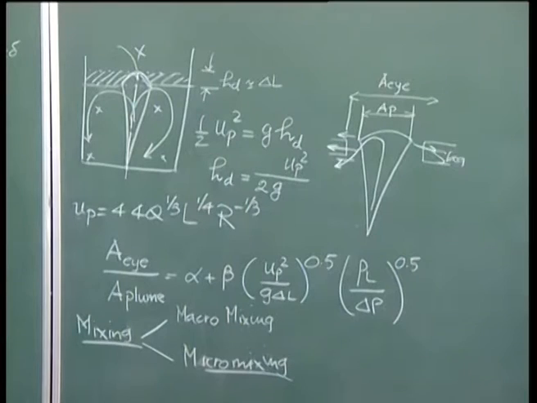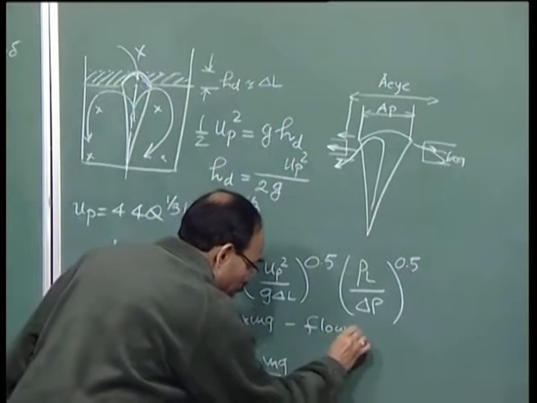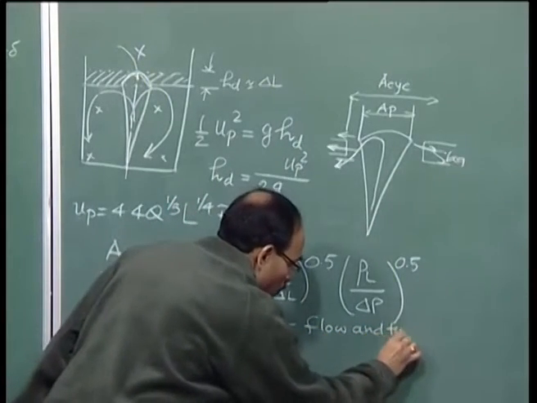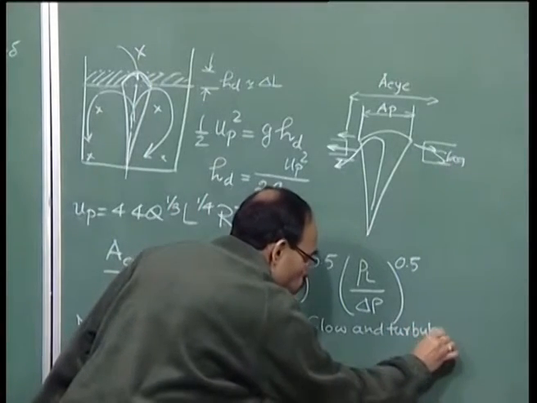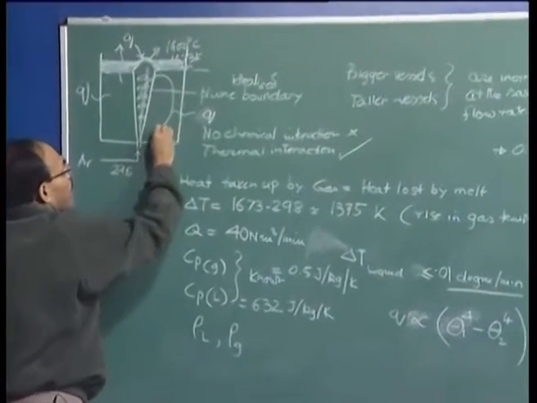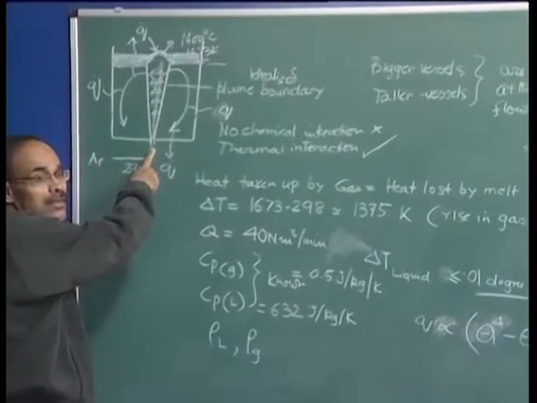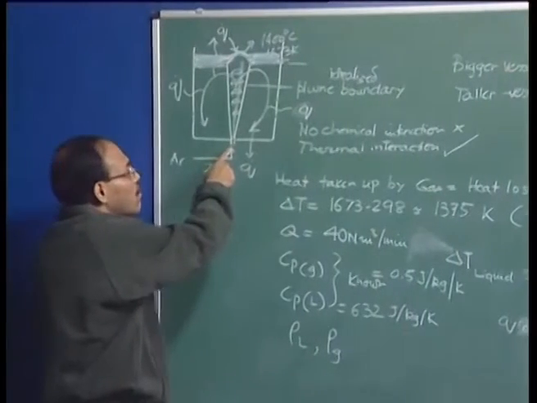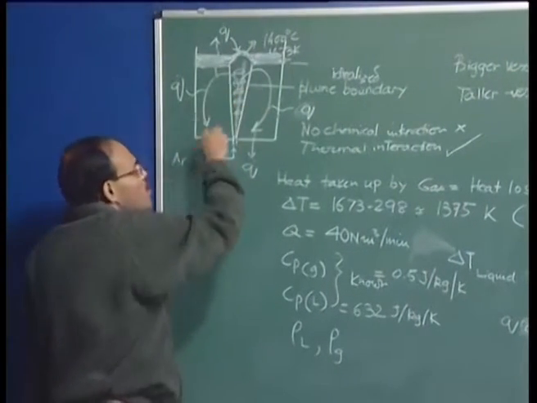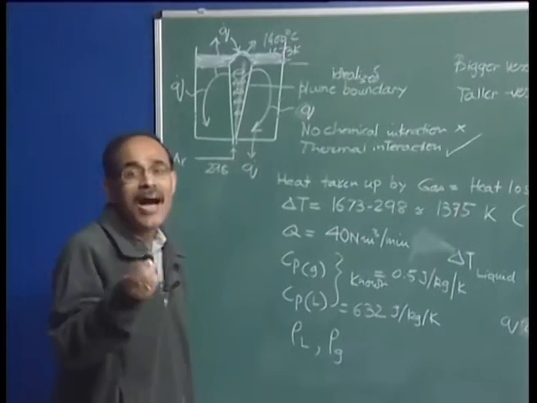What are the mechanisms of mixing? Macro mixing is basically due to flow and turbulence. I must mention at this particular stage that the flow induced in the system, even though the gas injection rate may be small and the scale of velocity may not be significantly high, is highly turbulent in a gas stirred ladle system.